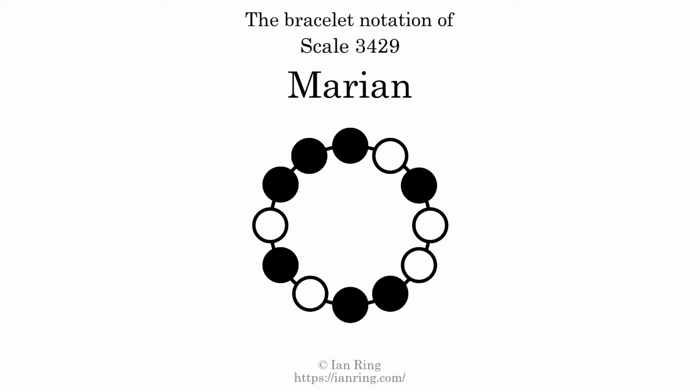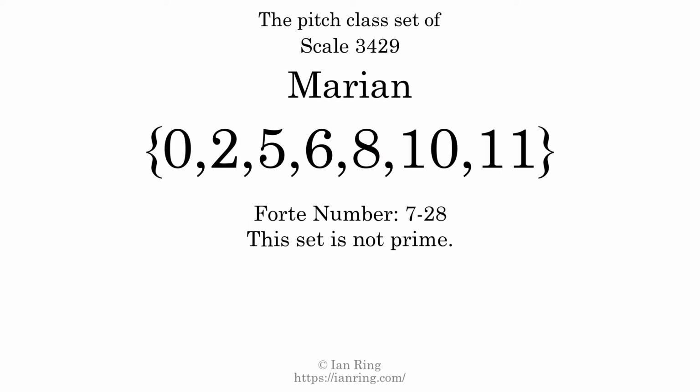This is a bracelet notation diagram of scale 3429. The shaded circles represent tones that appear in the scale, and they are read clockwise, starting at the top. The pitch class set for this scale is 0, 2, 5, 6, 8, 10, 11. The forte class is 7-28. This set is not prime.